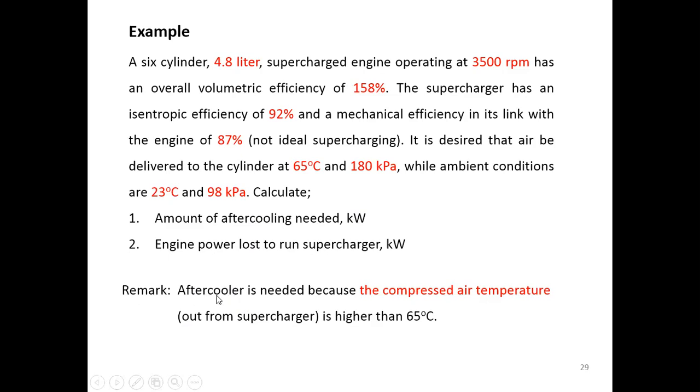The aftercooler or the intercooler is needed because the compressed air temperature that comes out from the supercharger is expected to be higher than 65. If it's not higher than 65, you don't need this aftercooler. But since they ask for the aftercooling need, that means the air temperature that comes out from the supercharger has to be greater than 65 degrees Celsius, obviously.